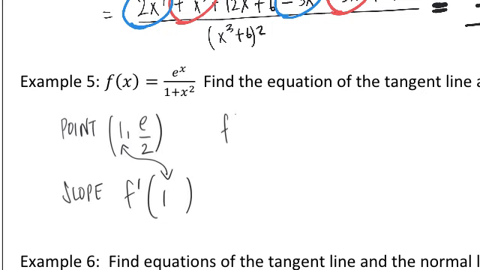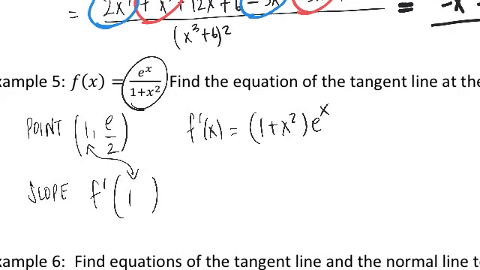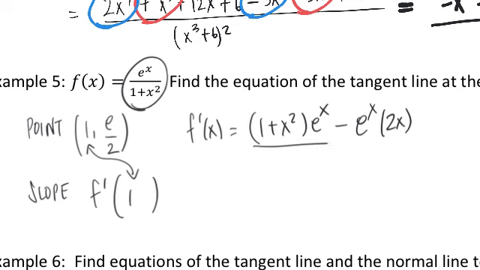So I need a quotient rule. Low d high, this is a quotient, right? So to differentiate it, I need a quotient rule. Low d high minus high d low over low squared.